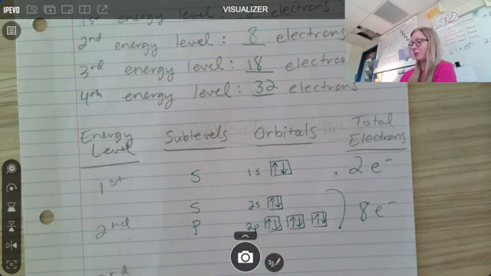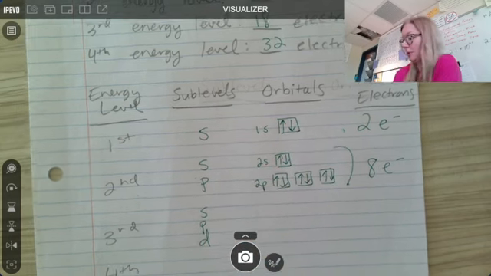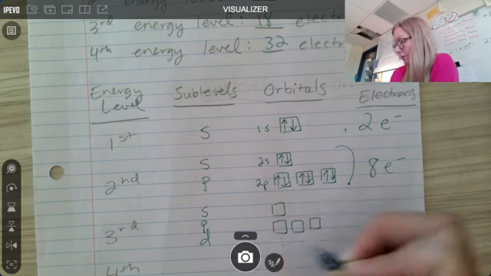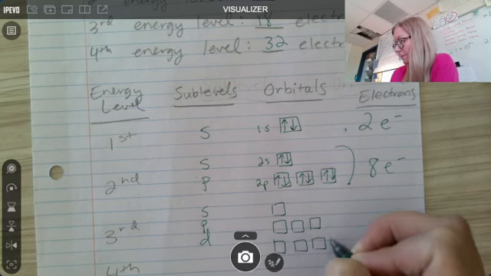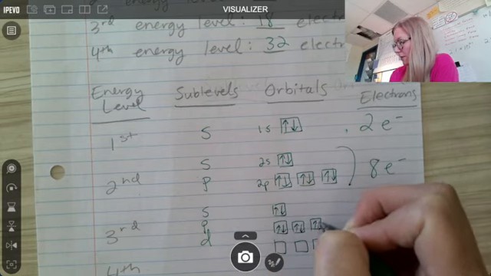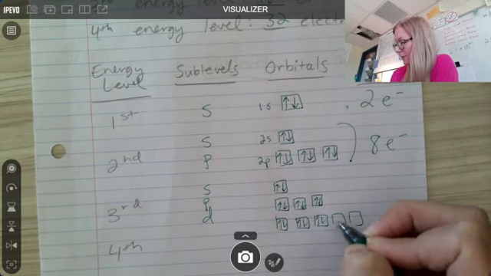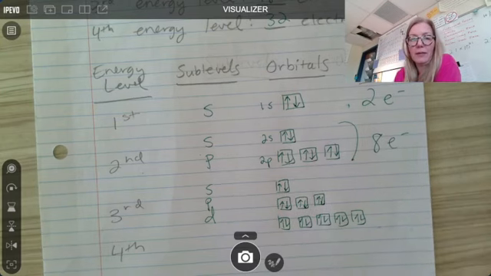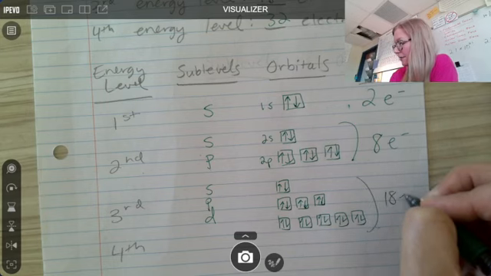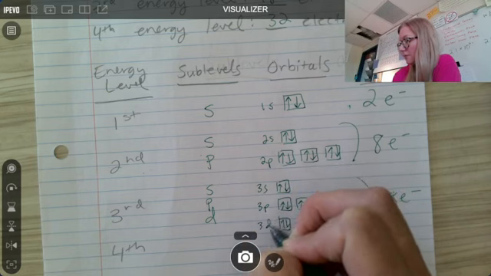Third energy level is even bigger. We're getting further from the nucleus. It has an S sublevel, a P sublevel, and a D sublevel. S has 1 orbital, P has 3 orbitals, and D has 5 orbitals. If we put electrons in all those orbitals, sometimes we just draw the arrows as a half arrow up, a half arrow down, just to make it quicker, because we get so sick of drawing arrows. So that's 2, 4, 6, 8, 10, 12, 14, 16, 18 electrons total in the third energy level. This is 3s, this is 3p, and this is 3d.